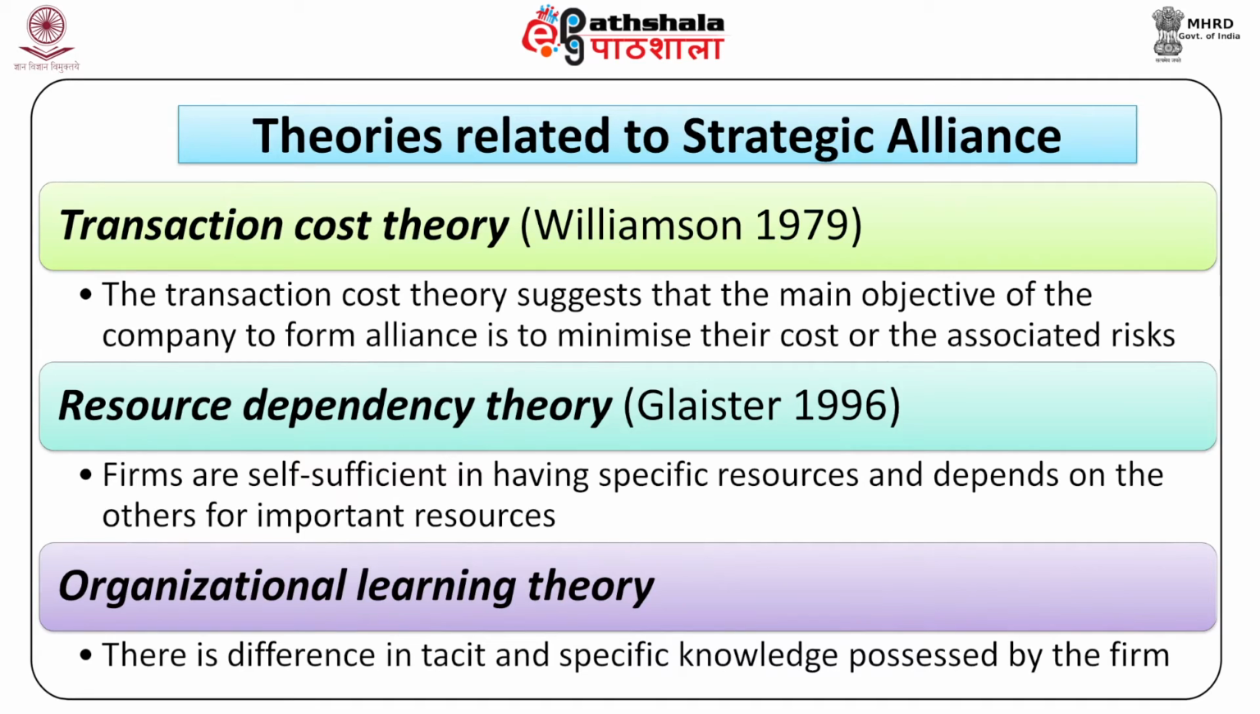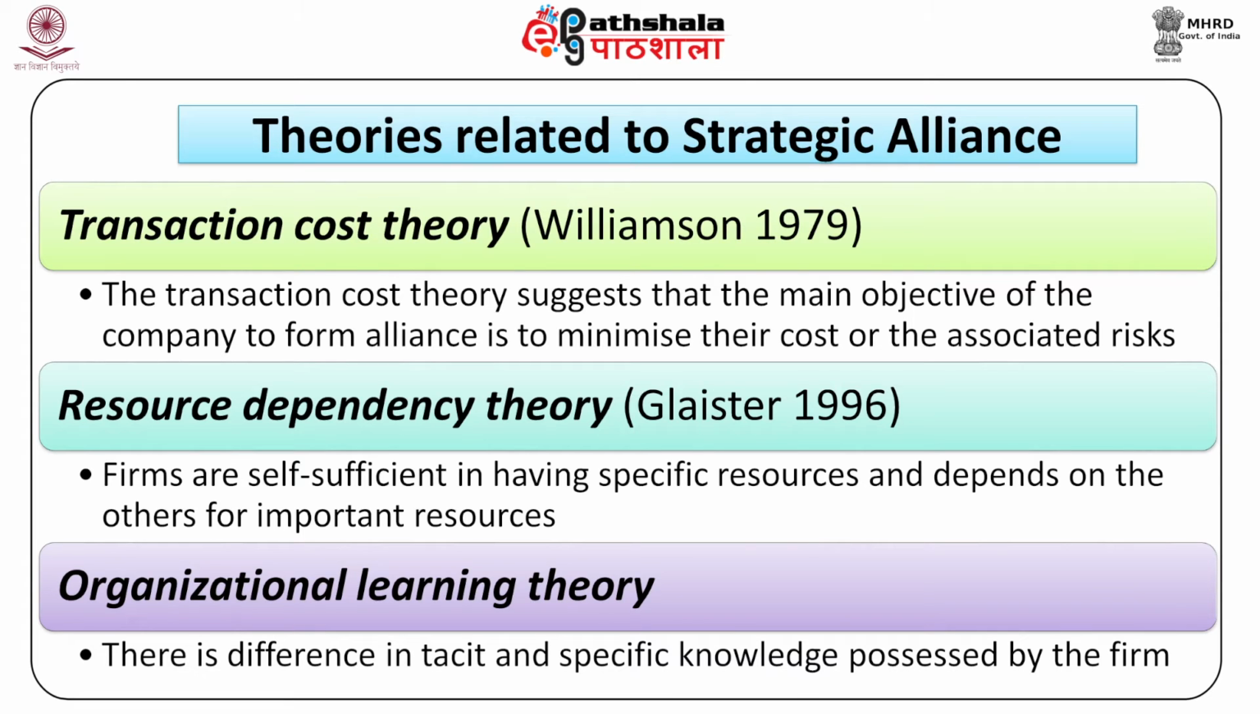The transaction cost theory suggests that the main objective of the company to form an alliance is to minimize their cost or the associated risk. Strategic alliance is an internalization process which enables the firms to avoid the uncertainties of the marketplace accompanying negotiations and risk. Thus, alliance serves as a means which the firm uses to adapt to the uncertain environment.